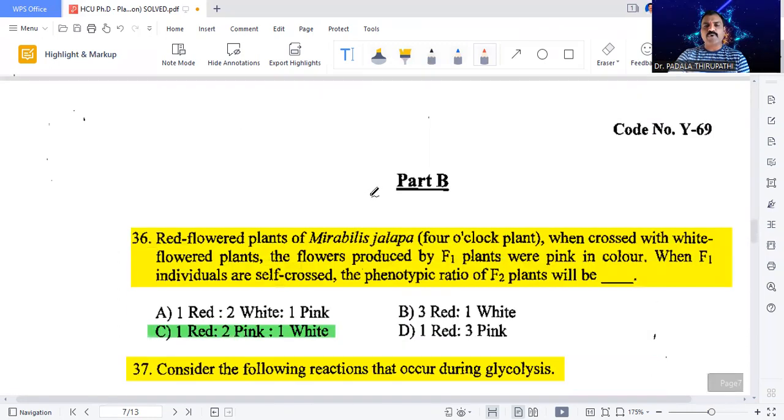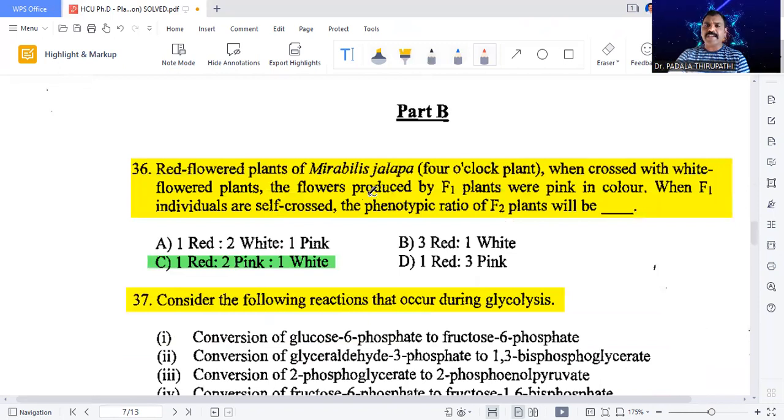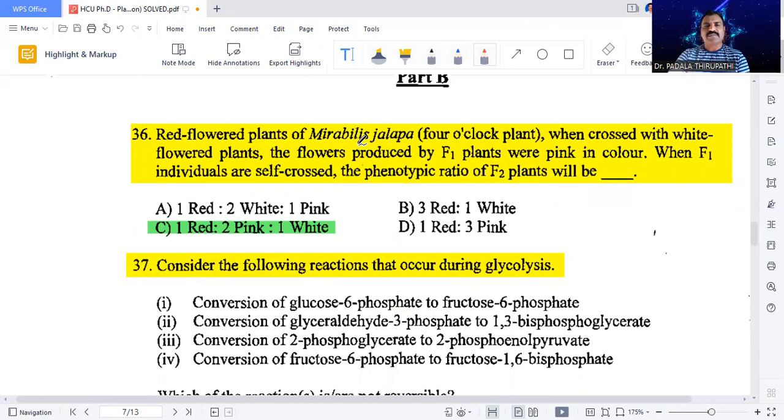And part B we are going to discuss is from the PhD entrance examination conducted in 2021 at Hyderabad Central University, HCU. So that is part B, 36th question: red flower plants, Mirabilis jalapa. Mirabilis jalapa we can also call four o'clock plants.